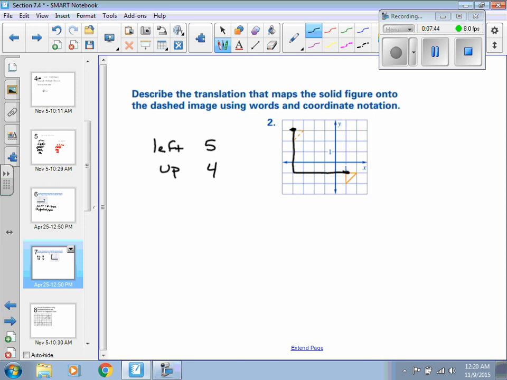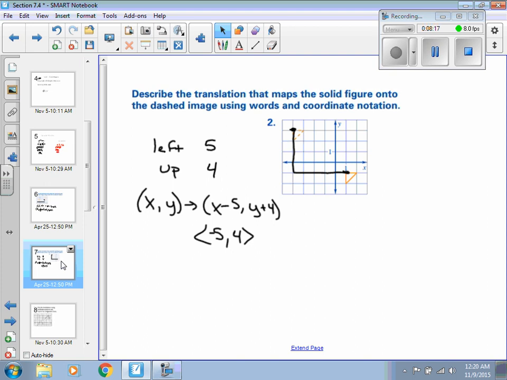Now for coordinate notation, we're going to again put the points x, y into a coordinate mapping. Since we're moving to the left, we're going to take our new coordinate of x and subtract the number of units, which in this case is 5. And then our y piece is going to move up 4, so that should be plus 4. In vector notation, this would simply be the point negative 5, positive 4, if we chose to do it using vector notation.